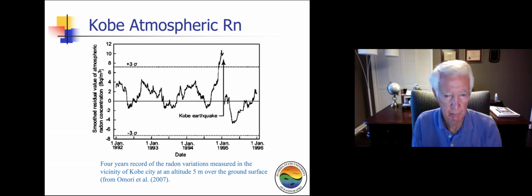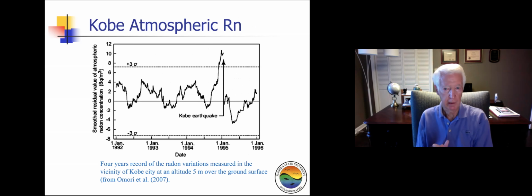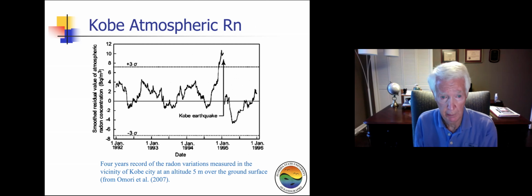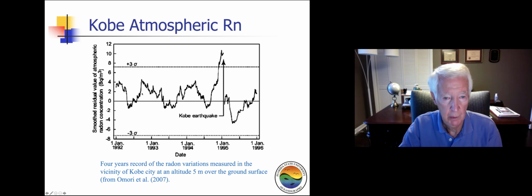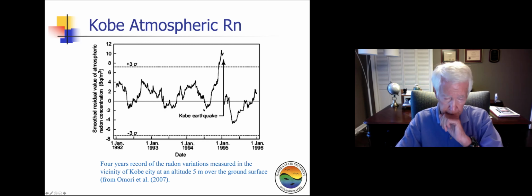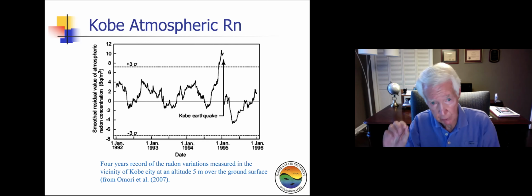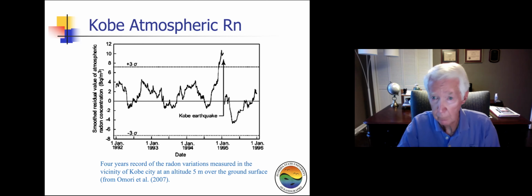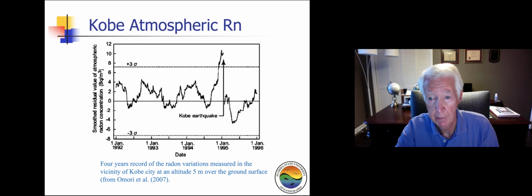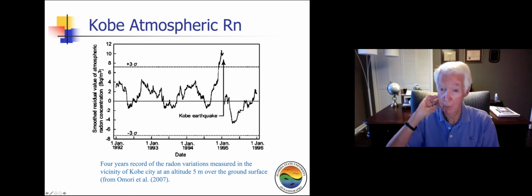Another group has been monitoring radon in the atmosphere in Kobe. It was 5 meters over the ground surface. And this is a 4-year record. And you can see that there's an annual cycle where it tends to be highest radon in the summer, lower in the winter. It repeats again. The only time that the radon residual was greater than 3 standard deviations was just before the 1995 earthquake. So that is very impressive.